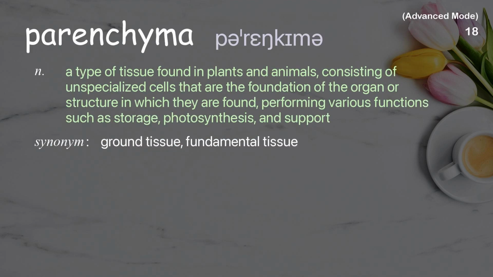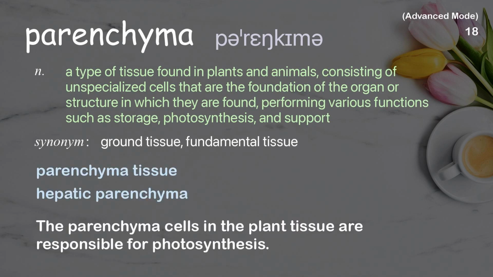Parenchyma. A type of tissue found in plants and animals, consisting of unspecialized cells that are the foundation of the organ or structure in which they are found, performing various functions such as storage, photosynthesis, and support. Examples: Parenchyma tissue, hepatic parenchyma. The parenchyma cells in the plant tissue are responsible for photosynthesis.